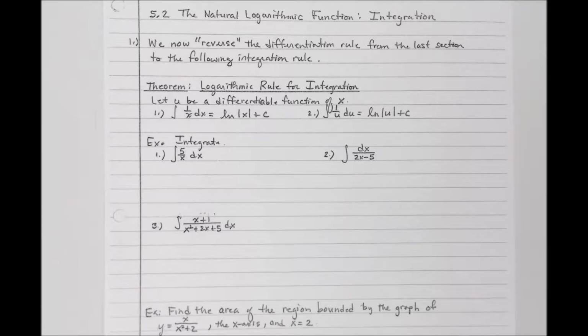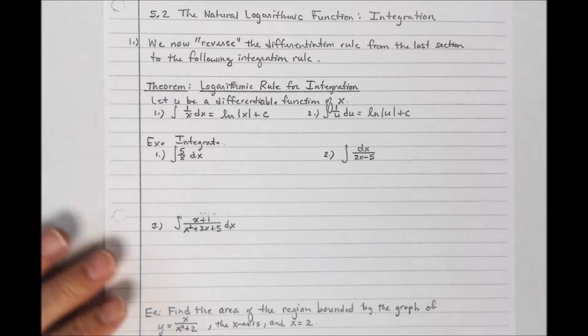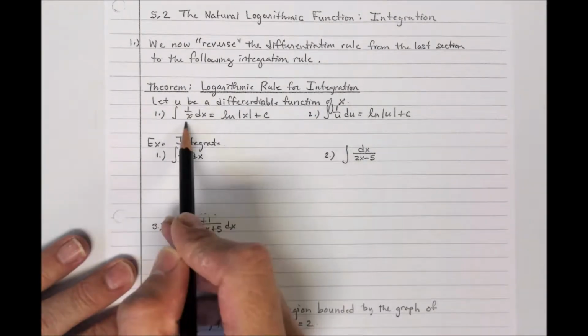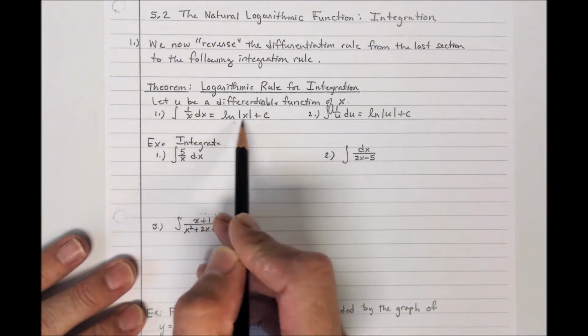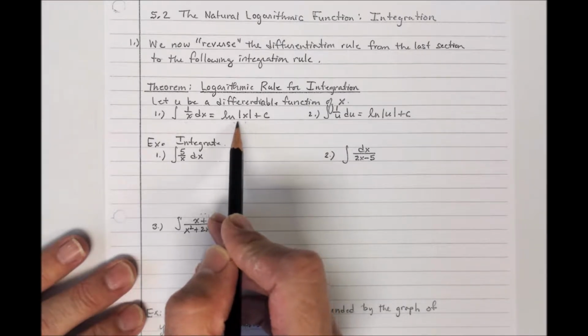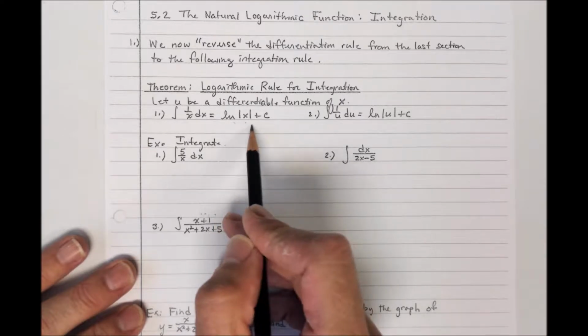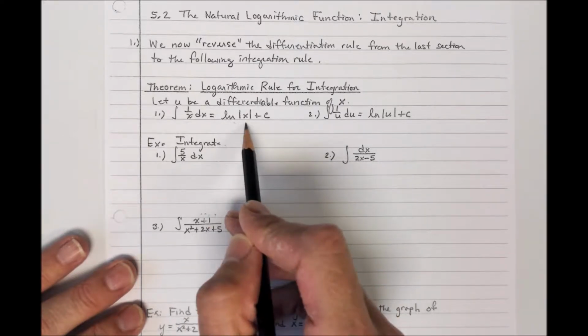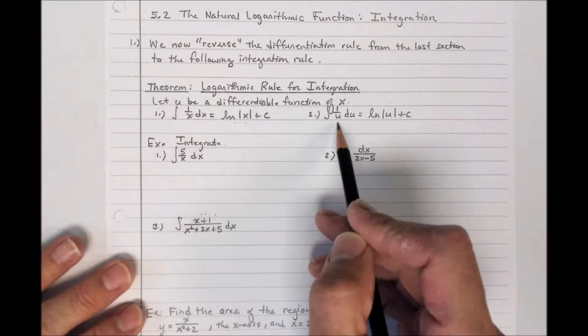So here's our theorem, the logarithmic rule for integration. This is one that you're going to use a lot. You use the power rule for integration a lot, you're going to use this one a lot as well. Theorem says, let u be a differentiable function of x. The integral of 1 over x dx is the natural log of the absolute value of x, because we have to make sure that we are not taking the natural log of a negative number, because that's impossible. It's not defined. And then plus c, the natural log of the absolute value of x plus c.